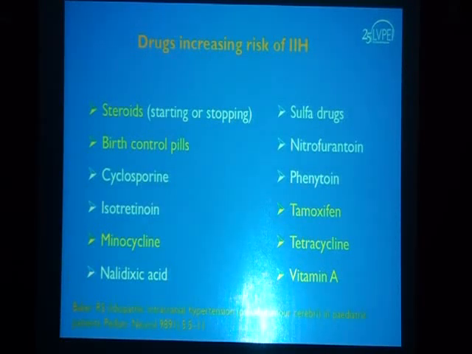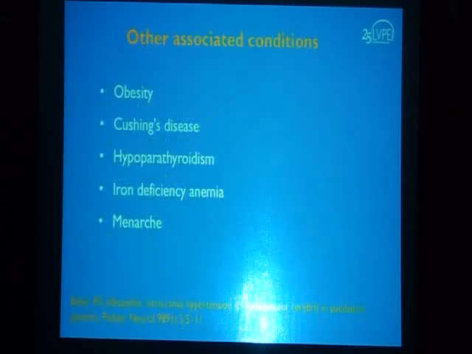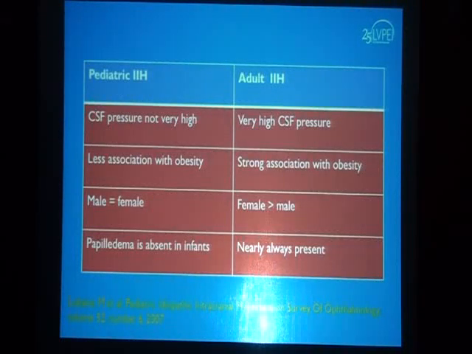We put it as idiopathic, but whatever is there in yellow, I think, are the most common kind of precipitating factors if the person is not obese. There are two categories again in BICH: obese and non-obese. In pediatrics, it's a little different. I will show you that, pediatric versus adults. CSF opening pressure is not very high in kids. It can be very high in adults. It is less associated with obesity. Basically, they have two groups: pre-pubertal as well as post-pubertal. And papilledema can sometimes be absent in very young kids, and it's always present in adults.